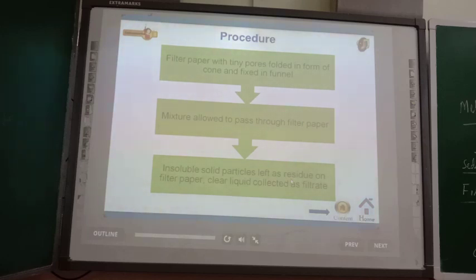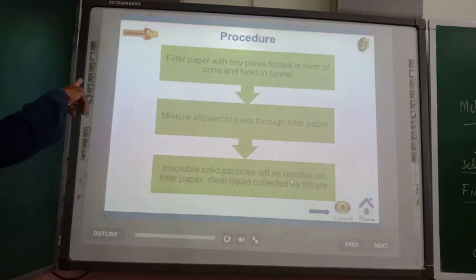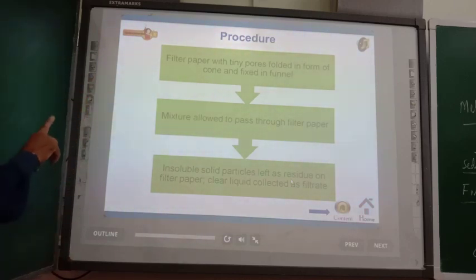Okay, so this is the entire procedure for the filtration process. First, what we have to do? Filter paper with the tiny pores is folded in the form of cone and fixed in funnel. Mixture is allowed to pass through filter paper. Insoluble solid particles are left as a residue on the filter paper. Clear liquid is collected as a filtrate. Okay, so this is the entire process of filtration.